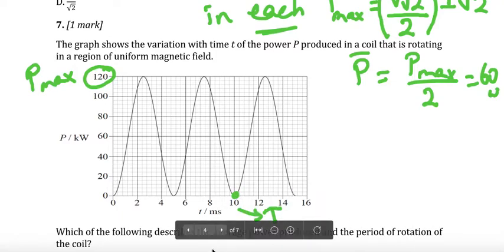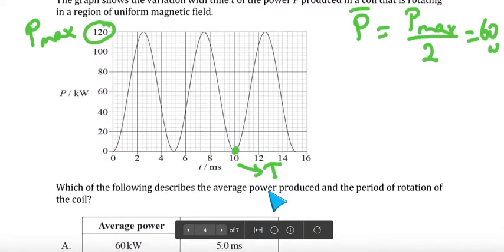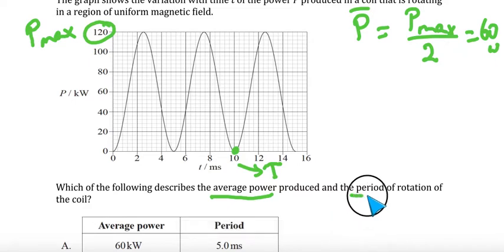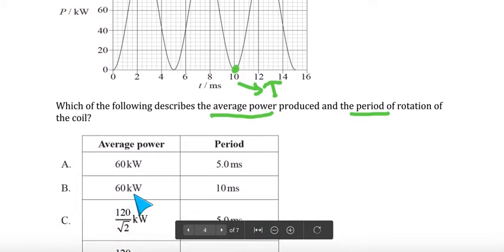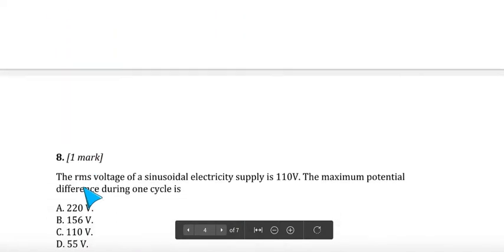What is the question asking? The average power produced and the period. Well, we just found them. We know this is 60 and the period is 10. So our answer is B.